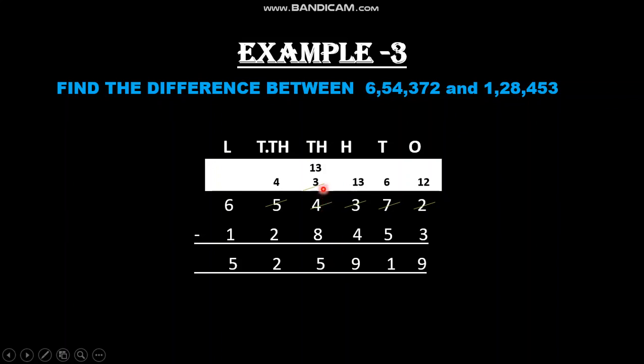Next, what is the number left? 3. So we cannot subtract 8 from 3. So we'll borrow 10 from here. And now we have 13 minus 8 is 5. And what is the number left here now? So it is 4. 4 minus 2 is 2. And then 6 minus 1 is 5. So what is our answer now? It is 5,25,900.